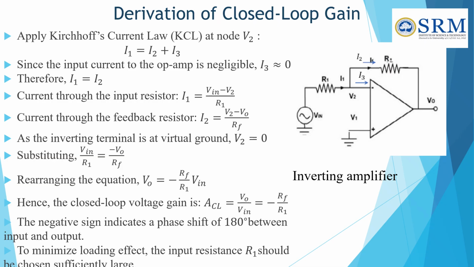By substituting V2 equal to 0 in the above equations, we get Vin by R1 equal to minus V0 by RF. By rearranging the equation, we get Vout equal to minus RF by R1 into Vin. Hence the closed loop voltage gain ACL of an inverting amplifier is equal to Vout by Vin, which is equal to minus RF by R1. The negative sign in this gain equation indicates the output of this inverting amplifier will have a 180-degree phase shift with respect to the input.